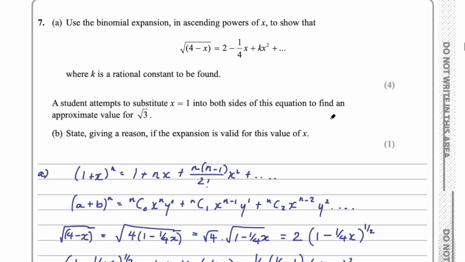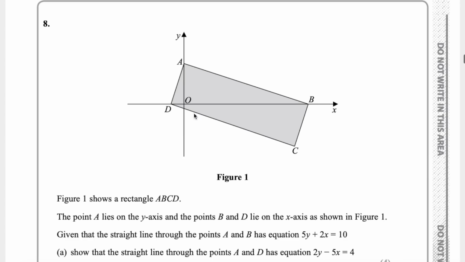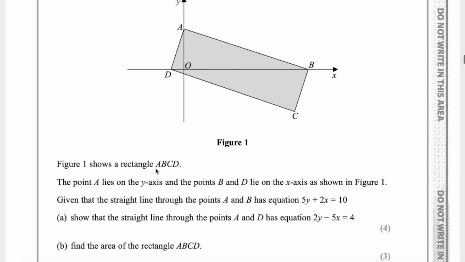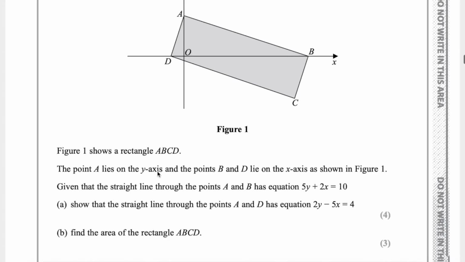of 5 marks. Question 8 gives us a diagram, and it says figure 1 shows a rectangle ABCD. The point A lies on the y-axis and the points B and D lie on the x-axis as shown in figure 1.